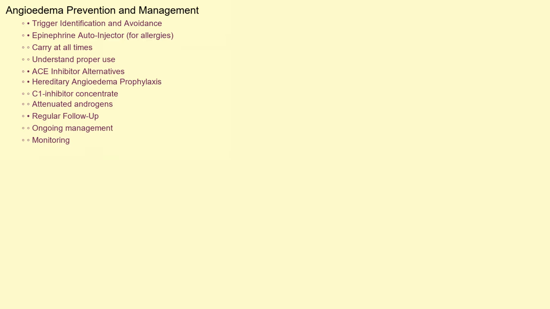Prevention of angioedema involves identifying and avoiding known triggers. Individuals with allergies should carry an epinephrine auto-injector and be educated on its proper use. Patients taking ACE inhibitors who develop angioedema should be switched to alternative medications. For individuals with hereditary angioedema, prophylactic treatment with C1 inhibitor concentrate or attenuated androgens may be necessary to prevent attacks. Regular follow-up with a healthcare provider is important for ongoing management and monitoring.